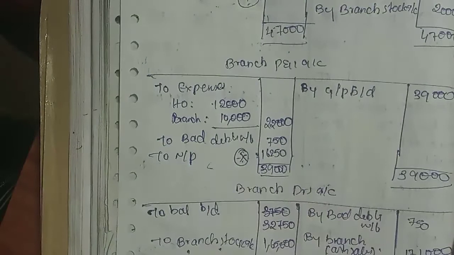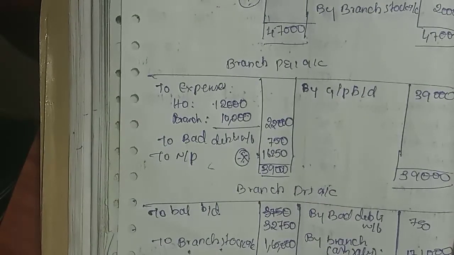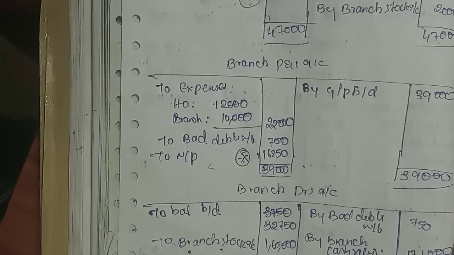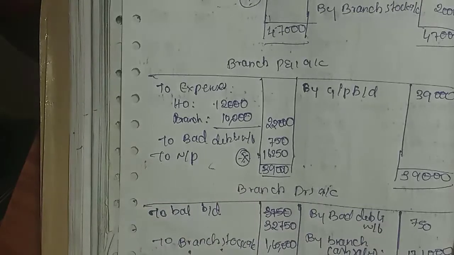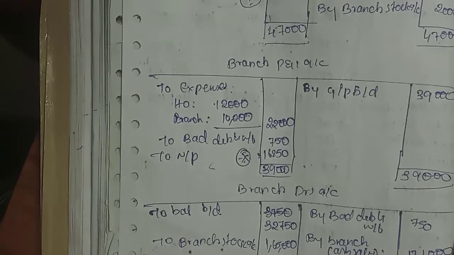So that's all about this question. I hope you guys have understood, and you can prepare other accounts also, like goods sent to branch, goods received from the branch, and the balances.